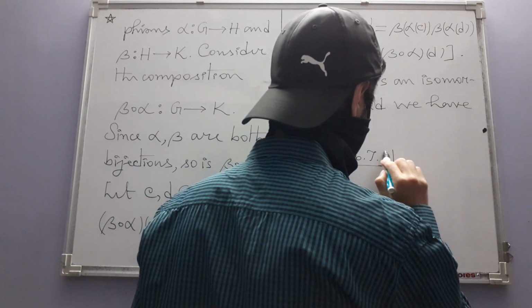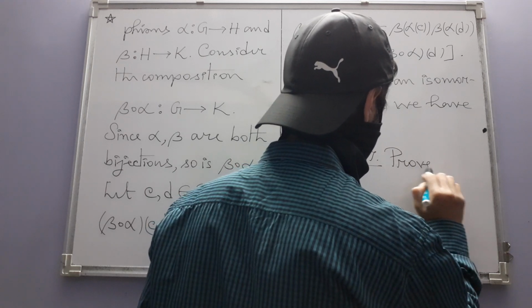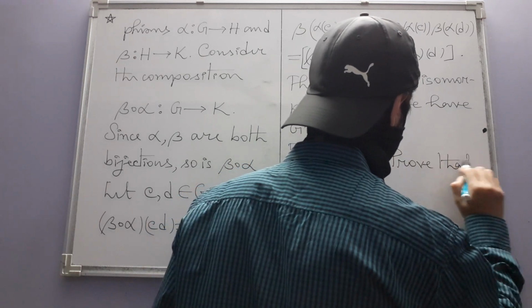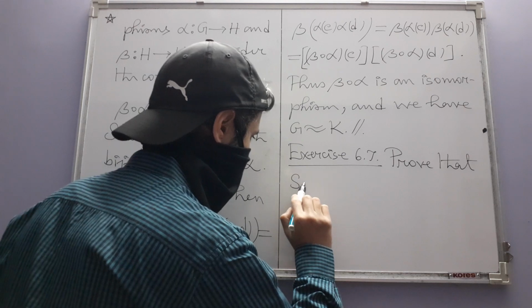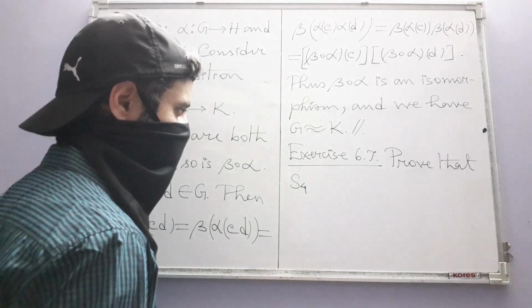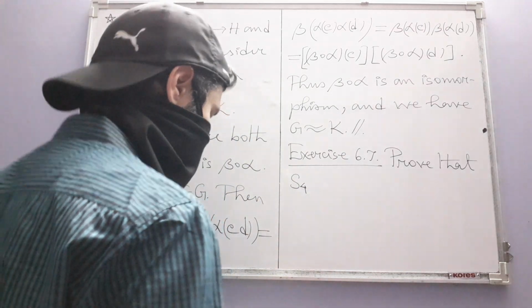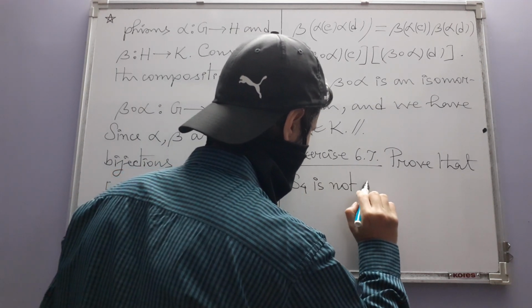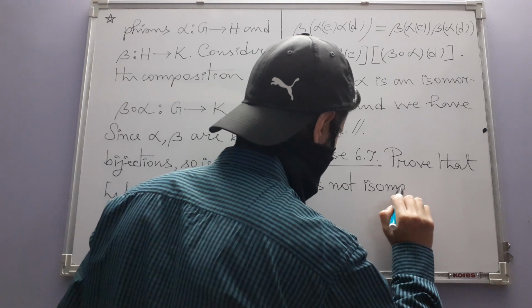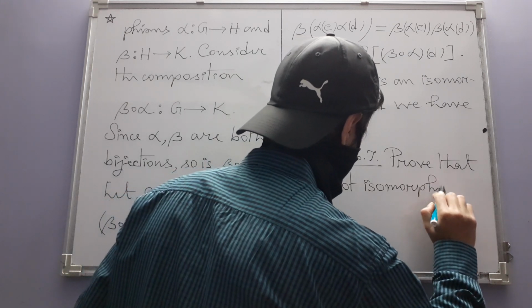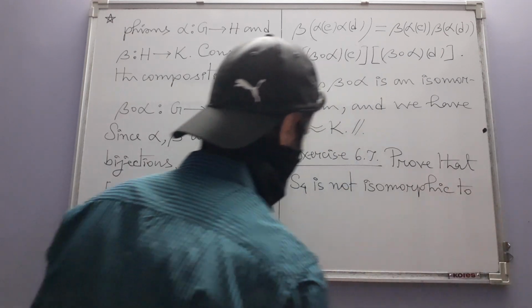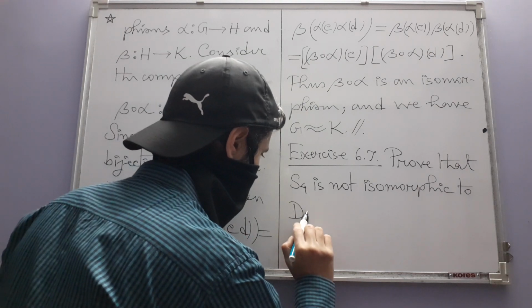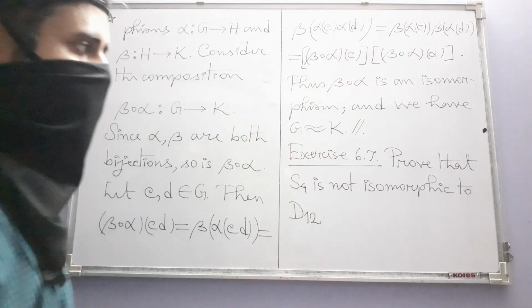Prove that the symmetric group S4, symmetric group of degree 4, is not isomorphic to the dihedral group D12.